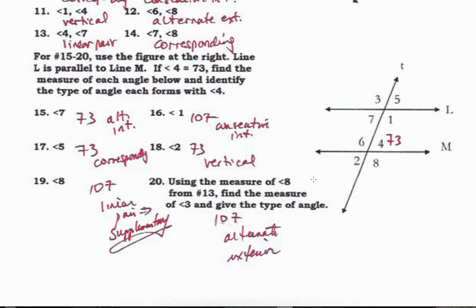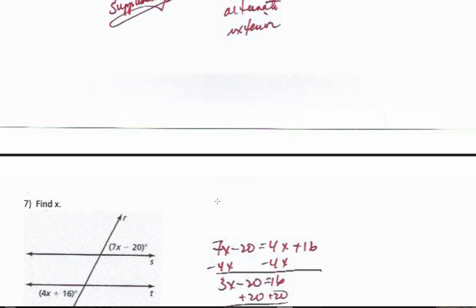And number 20, it wants the measure of angle 8, and I wasn't exactly sure from this, find angle 3. I think that's what they were trying to say. But since they're a linear pair, angle 8 is 107, which we just did on number 19. And then angle 8 is congruent to angle 3 by alternate exterior. So that is also 107.